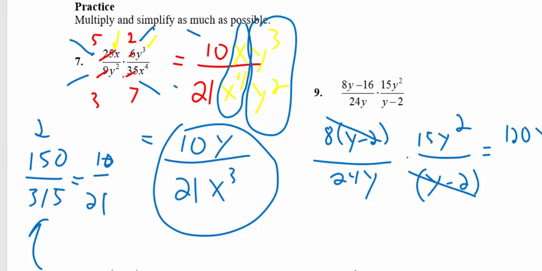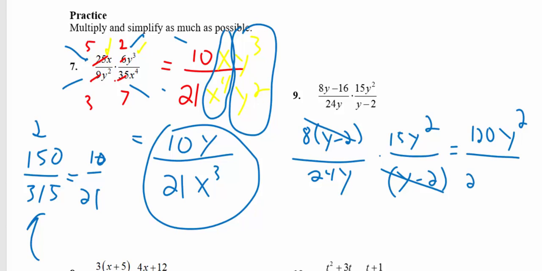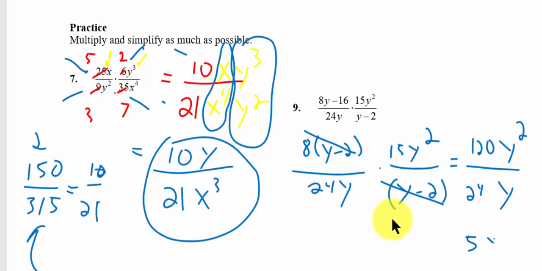And don't forget the y squared on the top. And on the bottom, we have 24y. And now you want to reduce the 120 and the 24. And 120 over 24 reduces to just 5. Right? So we're going to have 5y is our final answer.